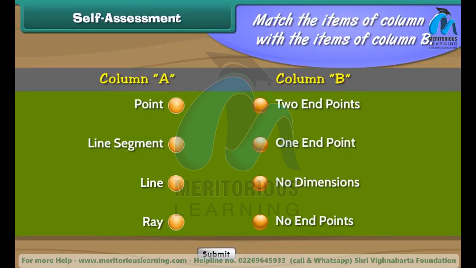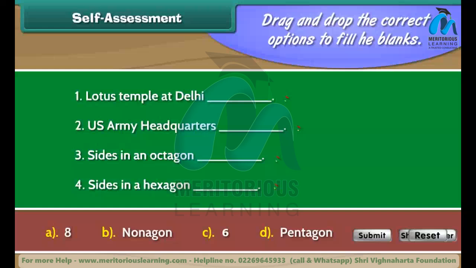Self-assessment. Match the items of column A with the items of column B. Drag and drop the correct options to fill the blanks.